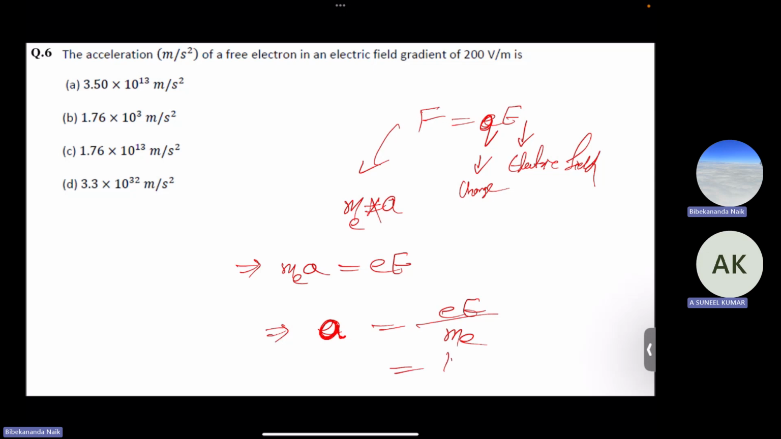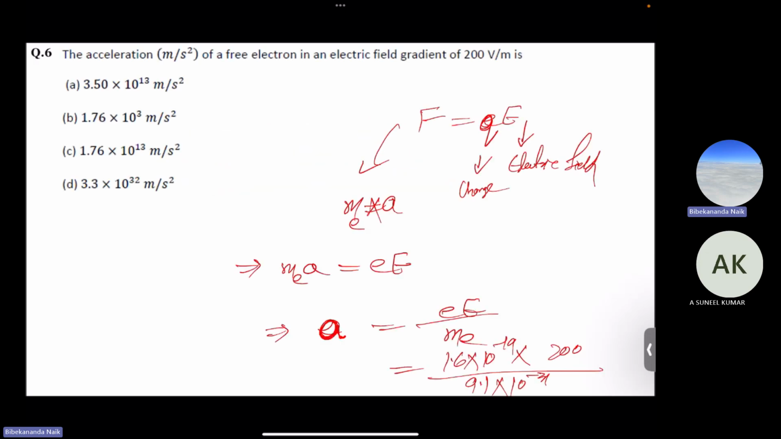It is 1.6 into 10 to the power minus 19 into E, which is 200, divided by 9.1 into 10 to the power minus 31. If you calculate it, the acceleration will be 3.5 into 10 to the power 13 meter per second square. So the correct option is option A, 3.5 into 10 to the power 13 meter per second square.